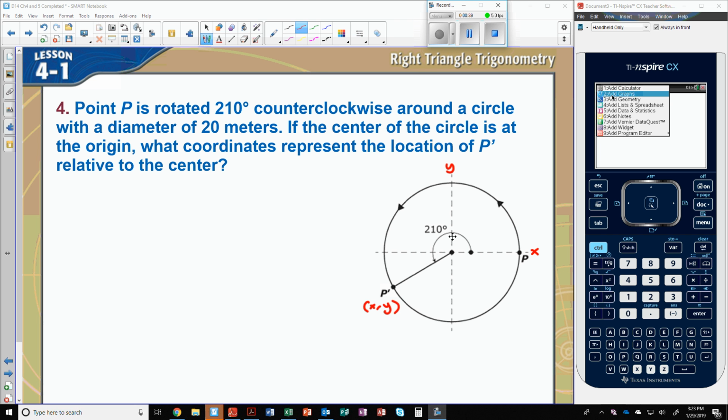Well, the first thing we need to establish is also what is my radius here? So if the diameter is 20, the radius must be 10, and this radius would be 10. It's 10 all the way around, which means this is also right here 10. So now I know this is 10 units over this way, but I also have this 210 degrees. So basically what I'm working with is this.